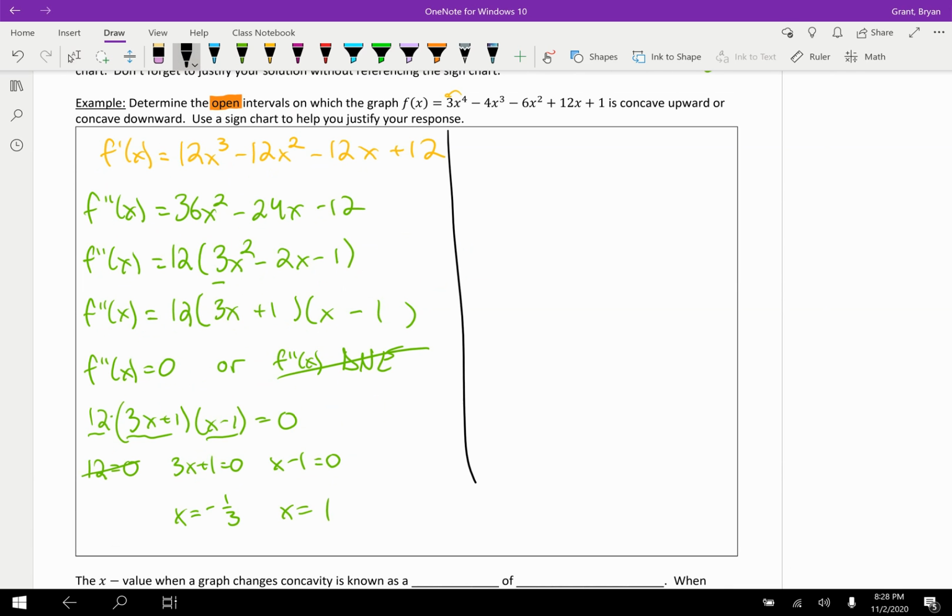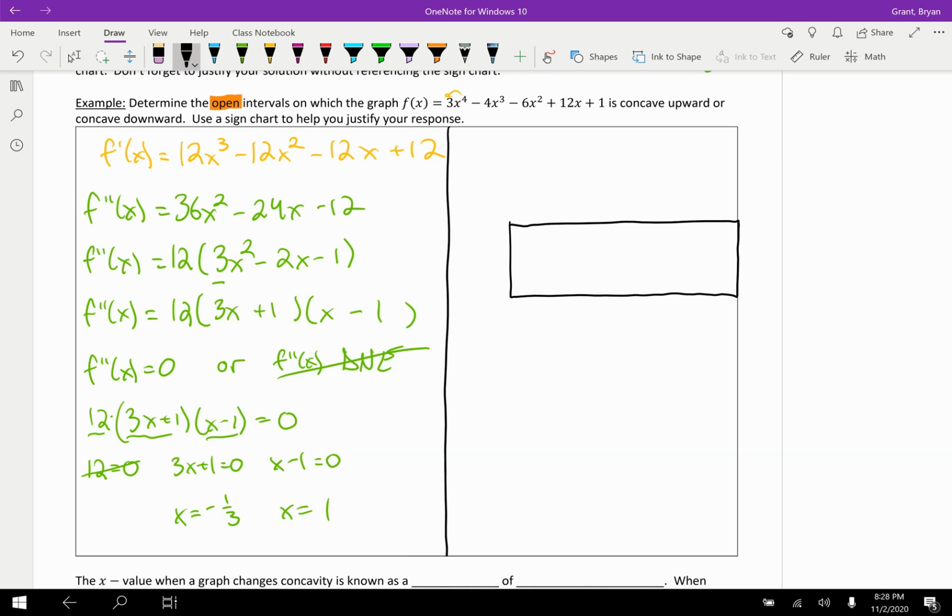So, sign chart. Okay. We discussed how f double prime is going to measure the concavity. So therefore, in our sign chart, and we'll use that as a straight edge. Perfect. Negative infinity to infinity. We weren't given endpoints here. And then we have our negative 1/3. That makes our concavity 0. And 1. That also makes our concavity 0. We need to look at the signs of f double prime this time.